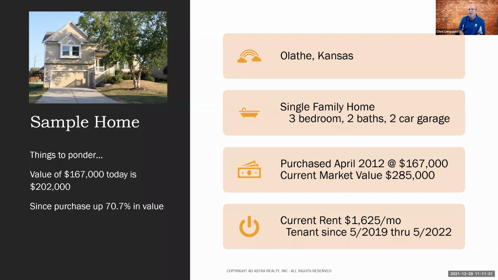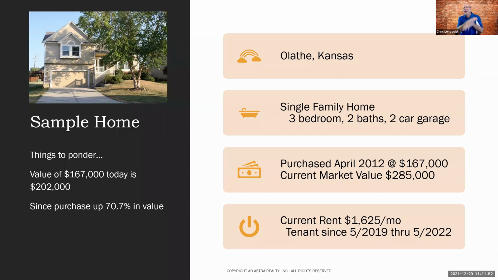So the current market value is $285,000. The rents are $1,625 a month. And that tenant's been in since May of 2019. And we extended them at a fixed rate during COVID because nobody knew what was going to happen in March of 2020, right? So she's had a nice long-term tenant in there.